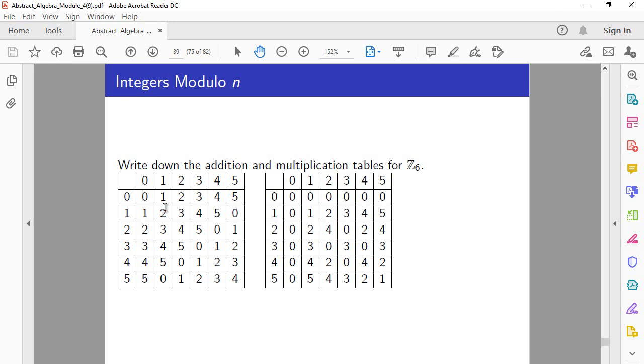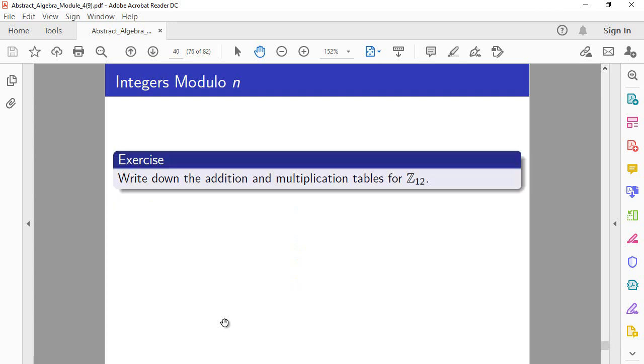Here 0 is the additive identity, because if you add 0 to any of these numbers, you get that number. So 0 plus k is k in this table. 1 is the multiplicative identity again because 1 times k is k for any k in this set. Okay, so that's what we mean by addition and multiplication tables for Z6.